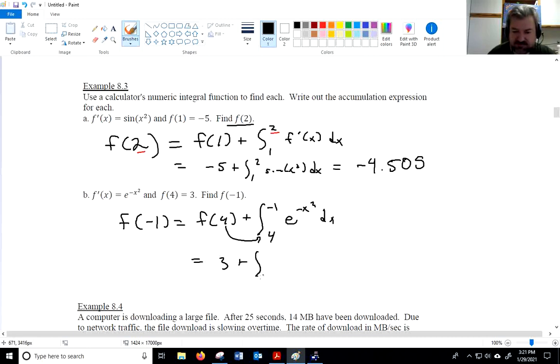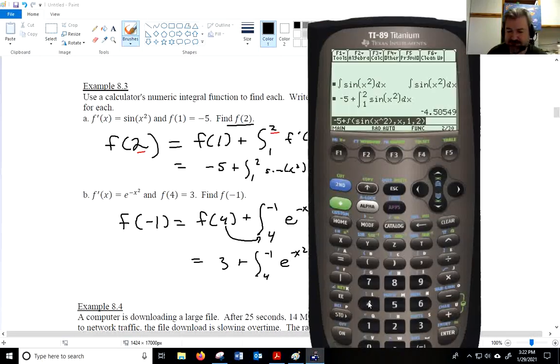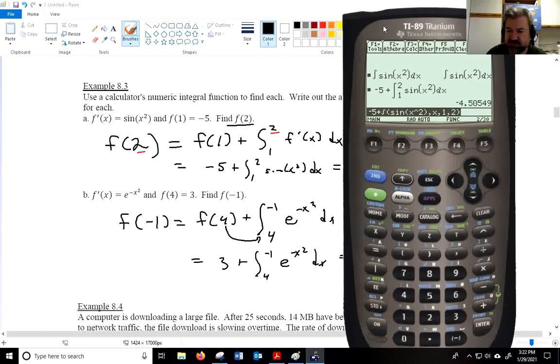3 plus the integral from 4 to -1, e to the negative x squared dx. Yeah, I always write it with that f of 4 first so I can see that 4 at the bottom. I want to see that to make sure you do it right, because this is an easy question. We should expect to see it on the test, and we do not want to get it wrong. And it's easy to get wrong if you put your numbers in backwards.